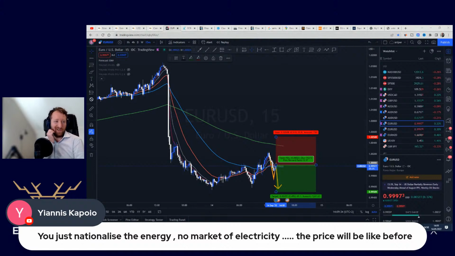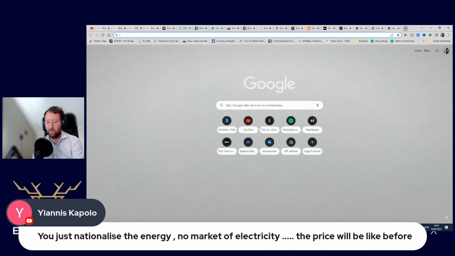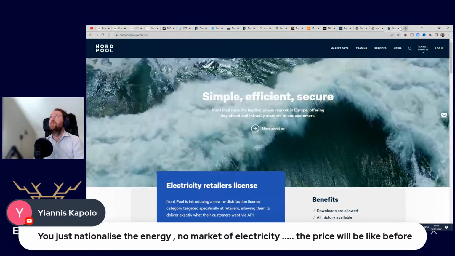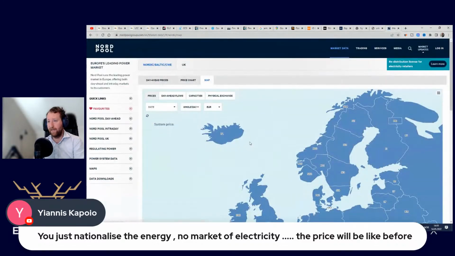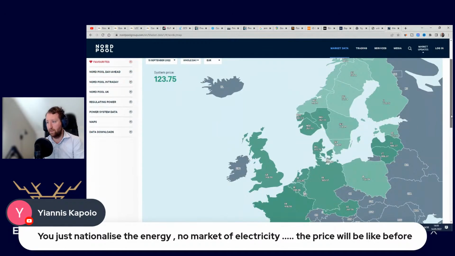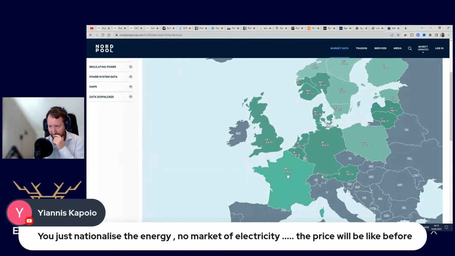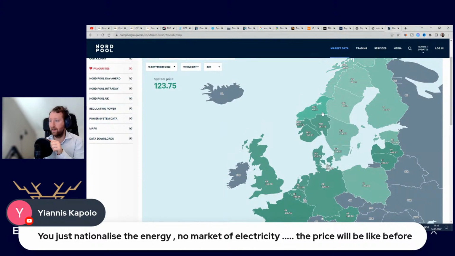Just nationalize the energy. No market of electricity. The price will be like before. Yeah. Also, if you look at the Norwegian one, which I know mostly about, we go to Nord Pool, which is the marketplace for electricity in Europe. You can see here it's 365.1 now before taxes and VAT. It's 436 in France and 358 in Britain. But if you look to the north of Norway, they were down to like 10. Now it's 48, but that's like 10% of what we have in Norway. This is in euro, by the way.